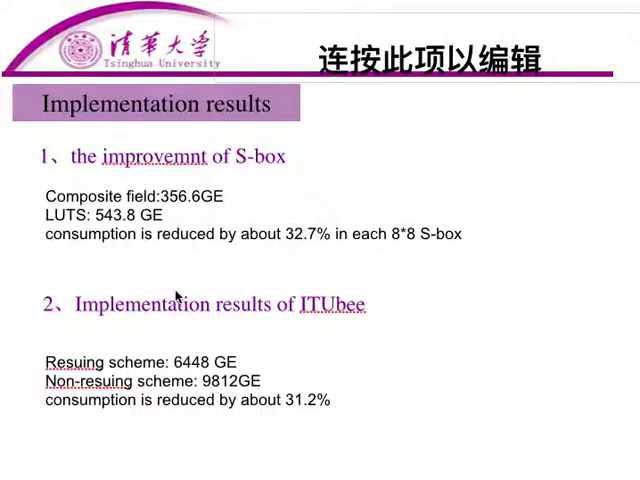Second, when we reuse the f function, the whole algorithm costs about 6,448 GE. If we don't reuse the f function, the whole algorithm costs 9,812 GE. By comparison, the reusing scheme can save area by about 31.0%.